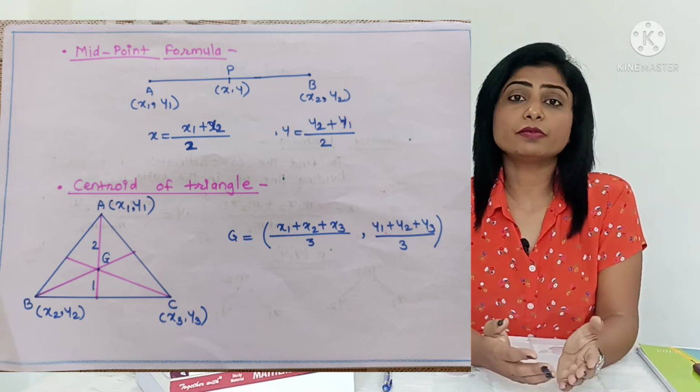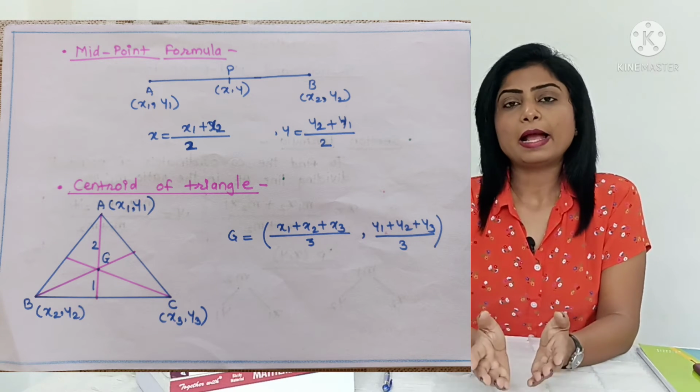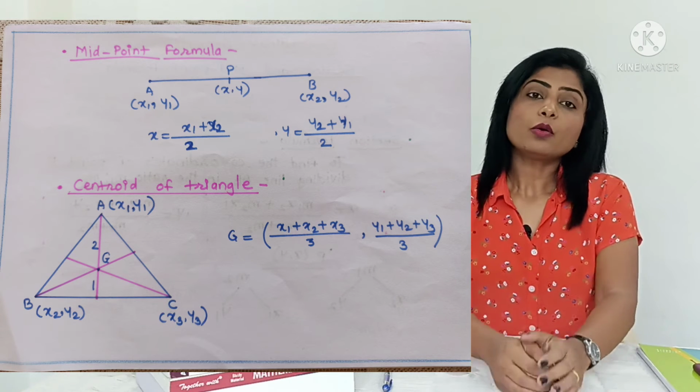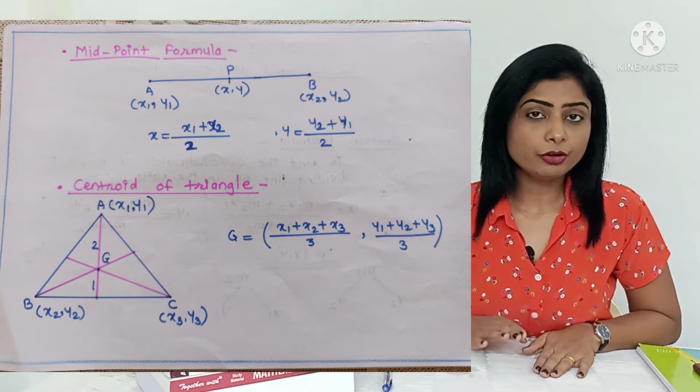Again, midpoint formula. In the midpoint formula you will have only x is equal to (x1 plus x2) upon 2 and y will be equal to (y1 plus y2) upon 2. That's it. Now next comes the centroid of a triangle.